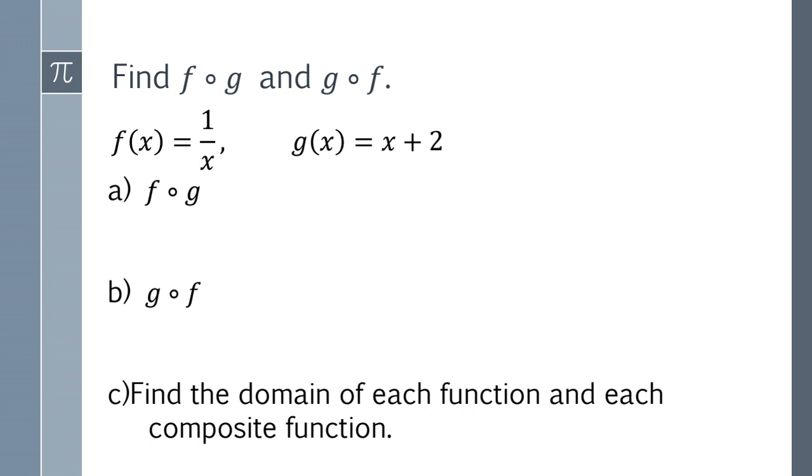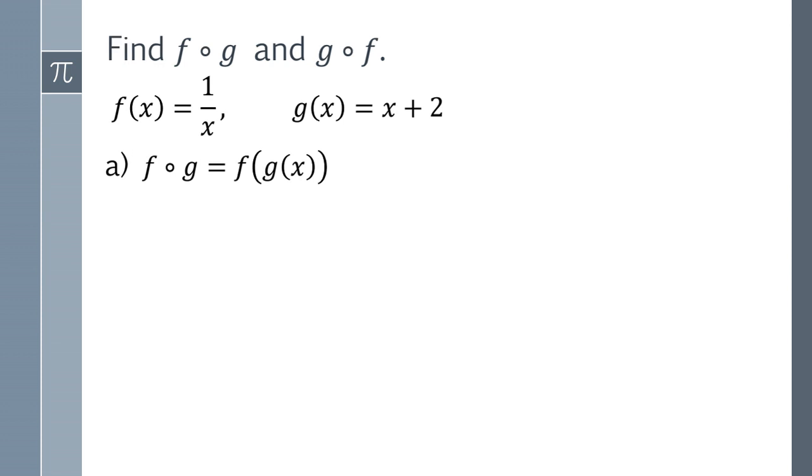So we have f composed of g and g composed of f. Let's go ahead and have f of x, which is 1 over x, and g of x is x plus 2. So let's do f composed of g. Again, we want to evaluate f of g of x. Replace g of x with what it is, x plus 2. And everywhere I see x for function f, I'm going to plug in this x plus 2. So we have 1 over x plus 2. There's nothing for me to simplify, so that is my answer: 1 over x plus 2.